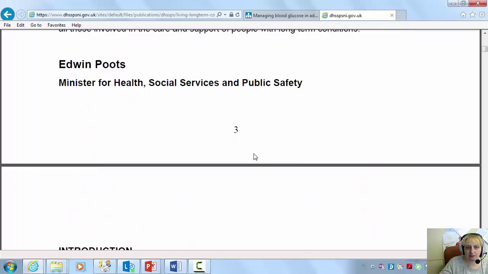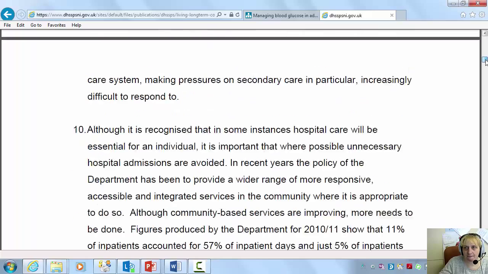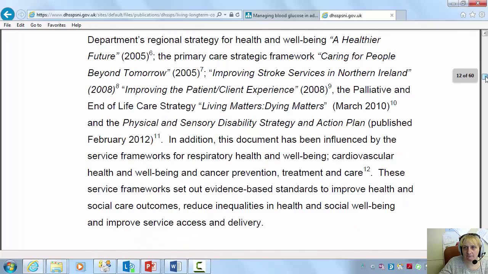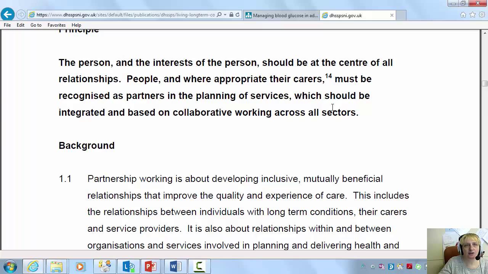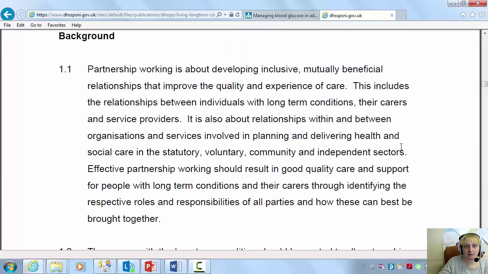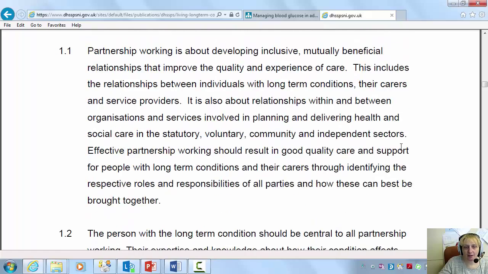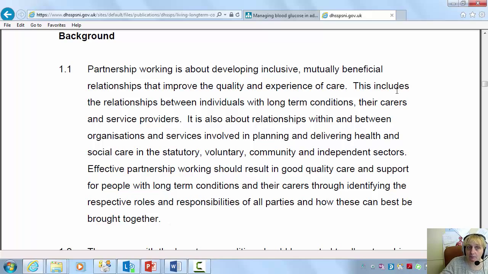See if I can get to page 14 for you. Might have to go this way. There we go. Bit slow on the old mouse. There you go. And you can see here, it's around the principle of person-centred care, really, and certainly you can write about that in your assignment, and it gives you some good information about people with long-term conditions and what is meant by partnership working. Partnership working is the same thing as saying working as part of a multidisciplinary team.